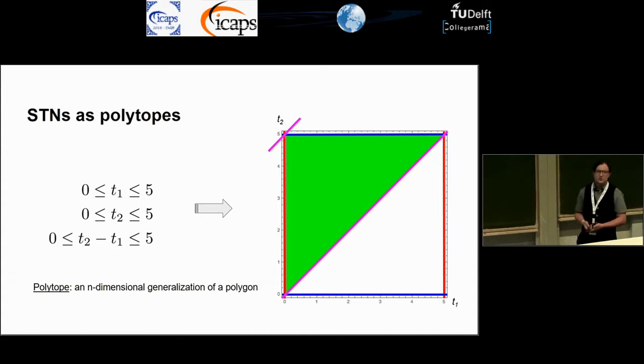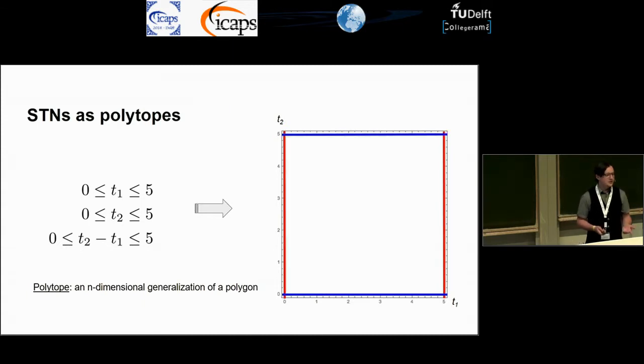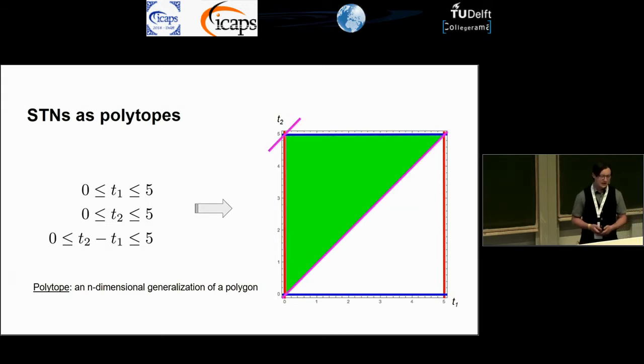of this green triangle. Now, it's worth noting that since the naive metric doesn't take into account dependencies between events, it would consider the STN with this solution space to have the same flexibility as the STN with this solution space, even though this solution space is half as big.